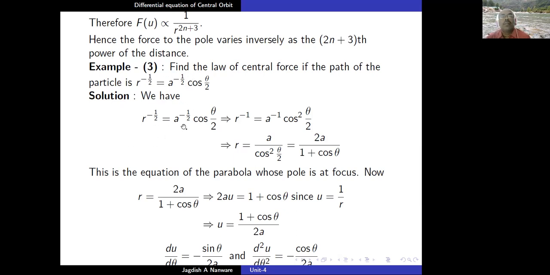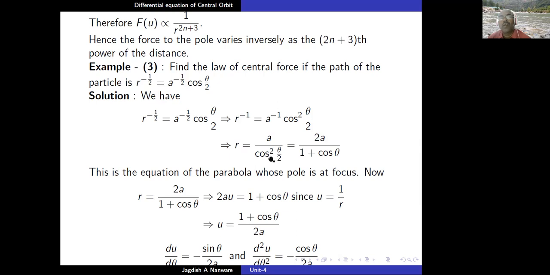So here the curve is this one. Just to simplify this, we make the square on both sides. So after taking square, we get r to the power minus 1 equals a to the power minus 1 and here cos square theta by 2. So r to the power minus 1 is nothing but 1 upon r, right? And you take reciprocal of this equation. So this is 1 upon r, this is 1 upon a and cos square theta by 2. And if you take reciprocal of that again, that gives r is equal to a into reciprocal of this cos square theta by 2. So that we are writing.